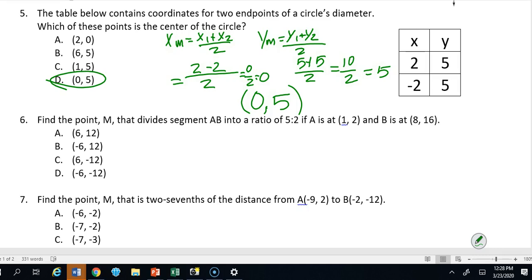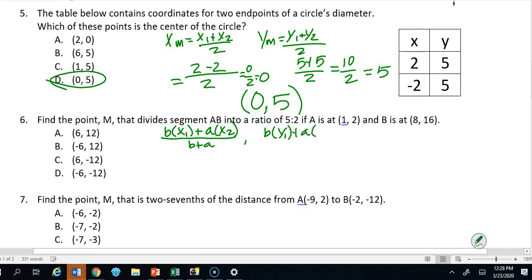Number 6 says find the point M that divides segment AB into a ratio of 5 to 2 if A is 1, 2, and B is 8, 16. This formula was the first formula for a directed line segment on the formula sheet. So this was the formula B times x1 plus A times x2 divided by B plus A. That's our x value. Then B times y1 plus A times y2, again divided by B plus A. So I'm going to go ahead and populate this formula and work the problem.